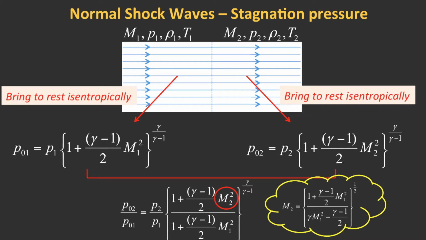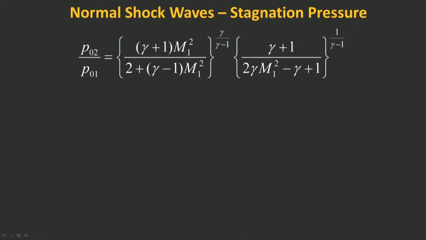Again, this expression only has M1 and gamma in it. So we should be able to put our expressions for P2 over P1 and for M2 squared in here and get a result that will have the total pressure depending only on M1 and gamma. You might like to pause the video now, get a piece of paper, put in the expressions for P2 over P1 and for M2 and see if you can find an expression for the stagnation pressure ratio. Hopefully you ended up with something like this. You may need to do some simplification of the equations to obtain the stagnation pressure ratio in this form. Let's look at some results from this.